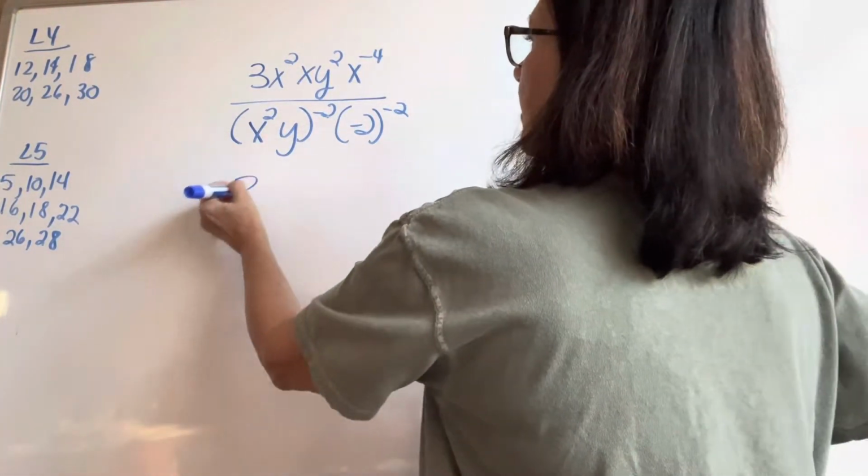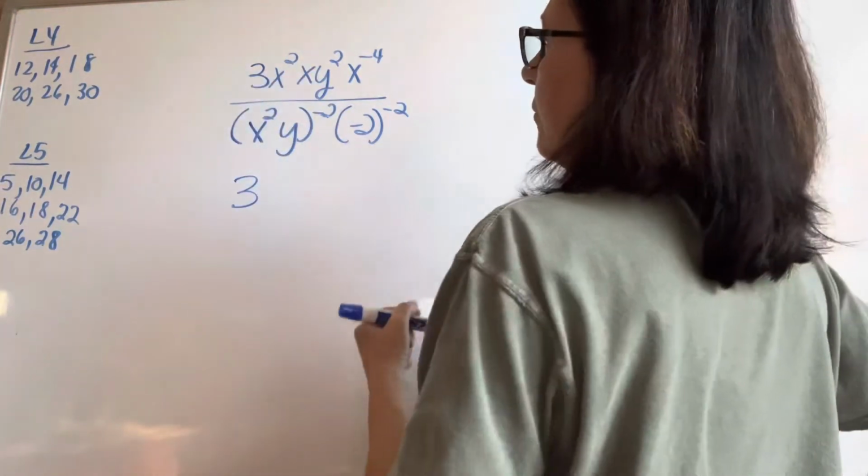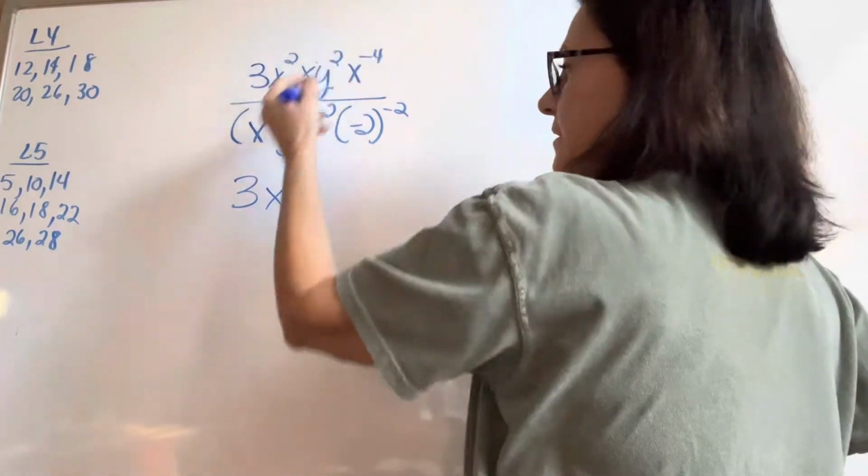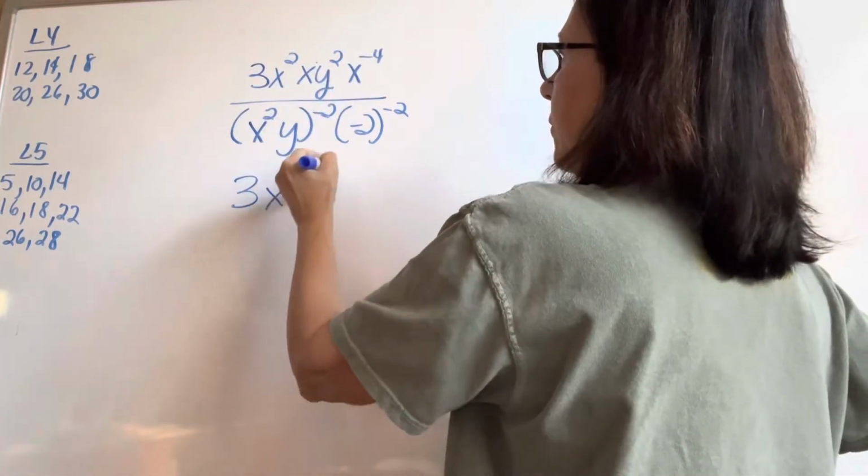All right, so we're working the numerator. We're going to add our exponents for x. It's 2 plus 1, which is 3, 3 minus 4, which is negative 1, and we're left with y squared.